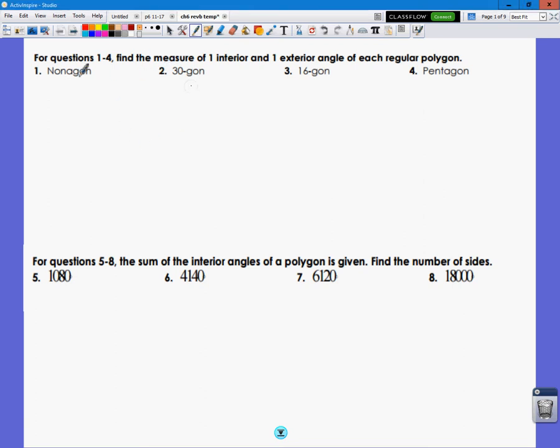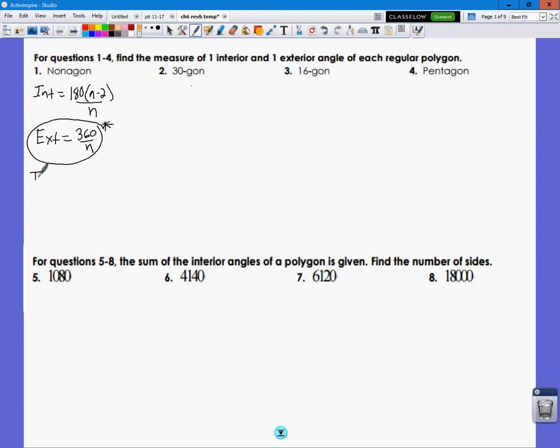Okay, this review is just like the one from yesterday. We could find an interior angle. We could use this formula, 180 times n minus 2 divided by n. We could use this formula for an exterior angle, 360 divided by n. I like this formula.